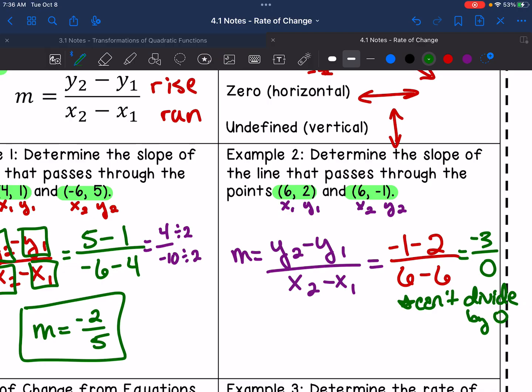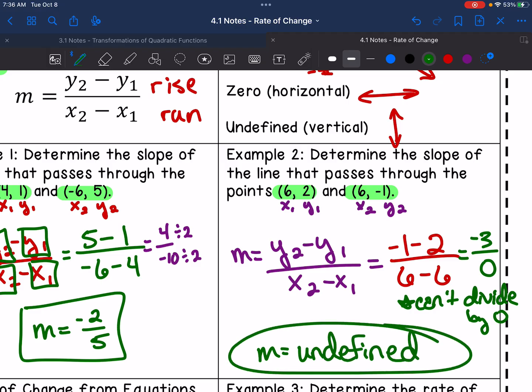So when this happens, that means our slope is undefined. This would be a vertical line. And that's because our x values are the same number. They're stacked up, one on top of the other.